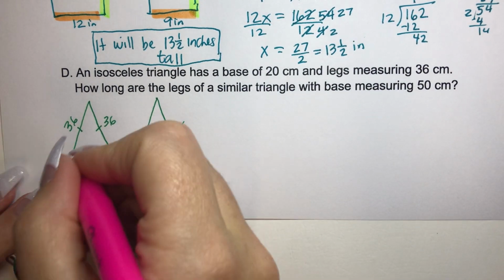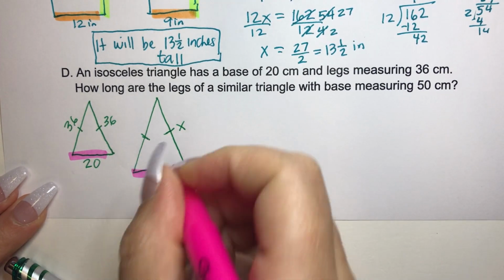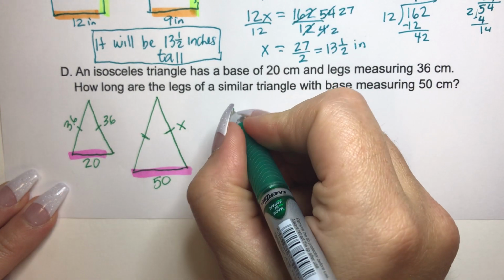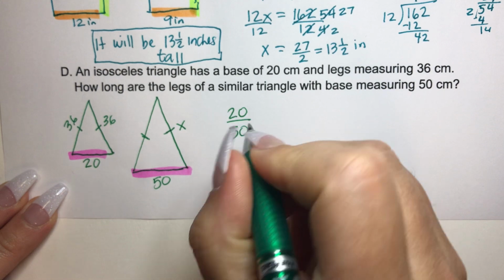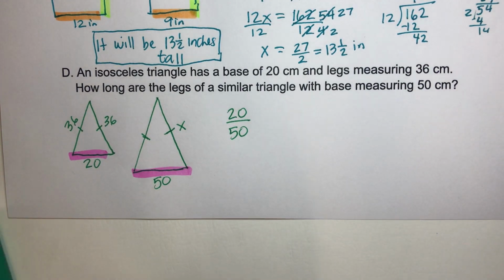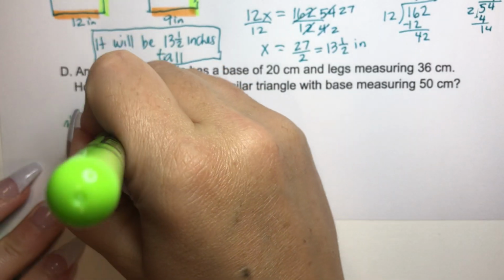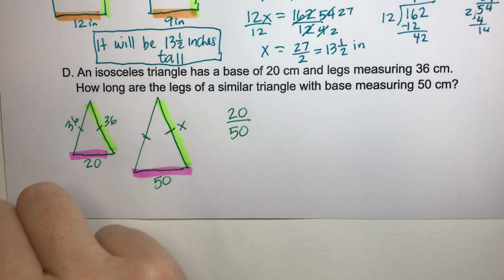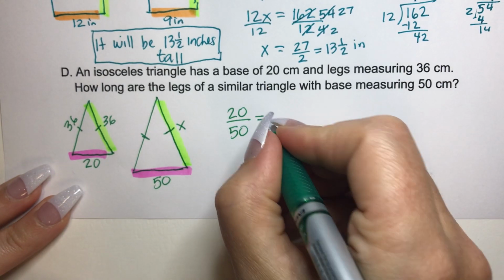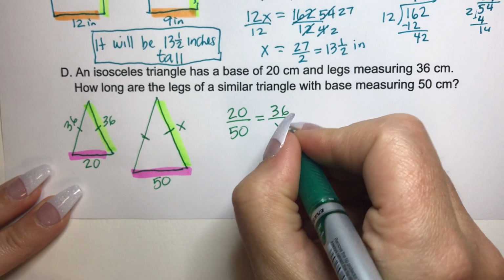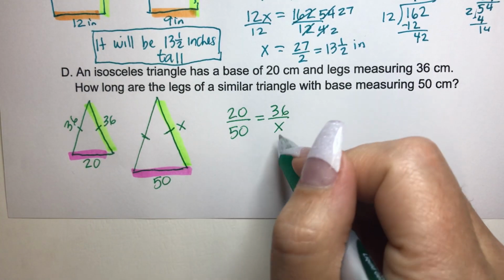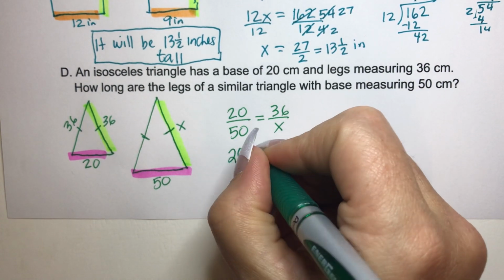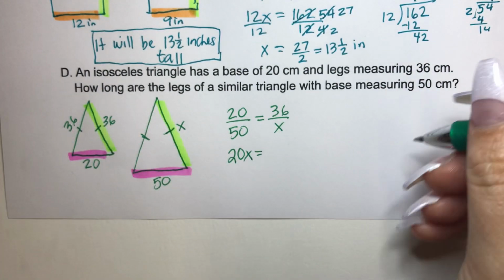Okay, what do we know? We know the bases are similar, right? So we can go 20 over 50. And then we know that these two sides are similar here, 36. I mean, they're corresponding sides. That's what I meant to say. So this is equal to 36 over x. We're just going to use that cross products property. So 20 times x would be 20x equals 36 times 50.